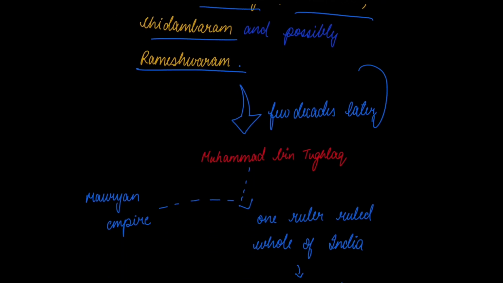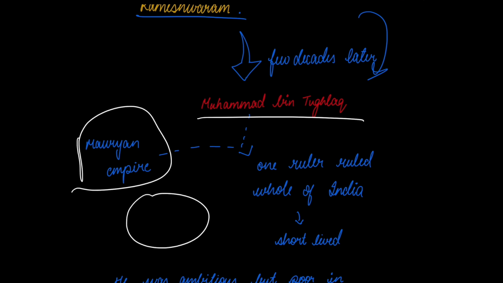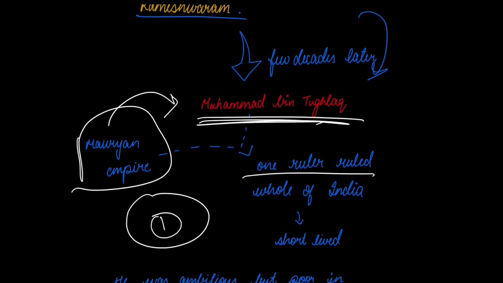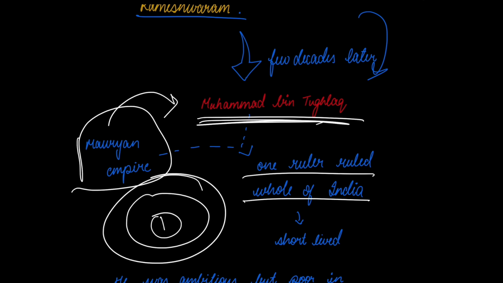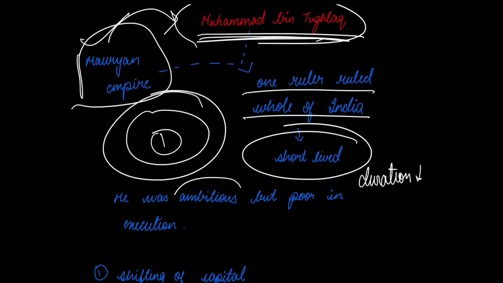And then a few decades later came Muhammad bin Tughlaq. Way back in the Mauryan Empire, the whole of India was under one ruler, and many decades later, Muhammad bin Tughlaq was also one ruler who ruled the whole of India. But this rule was very short-lived. Muhammad bin Tughlaq was a very ambitious person, but his execution was very poor.